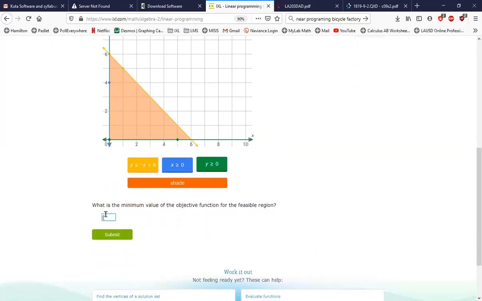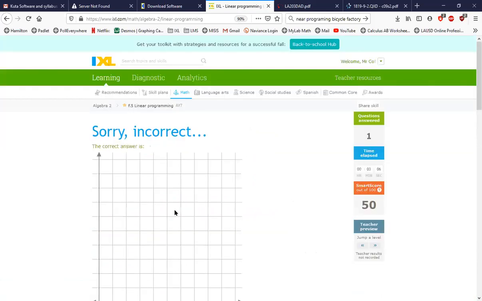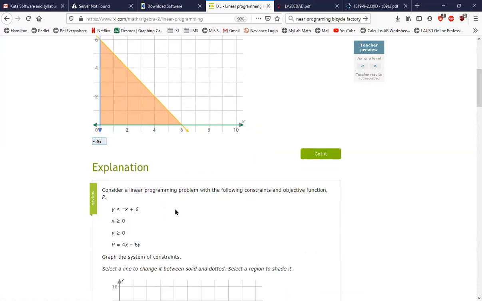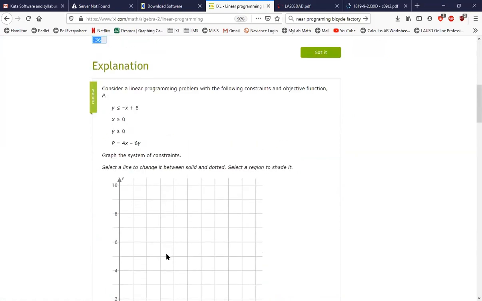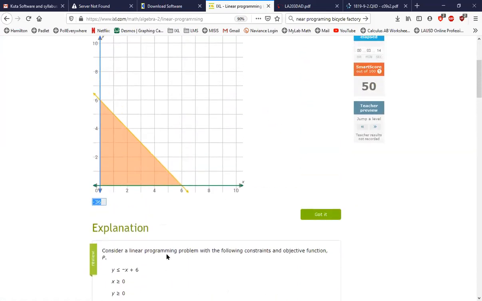So you write it as a point. (0, 6). Oh, sorry, they wanted the value. I should write that better. They want the actual value. So when you plugged it in, it would be -36.